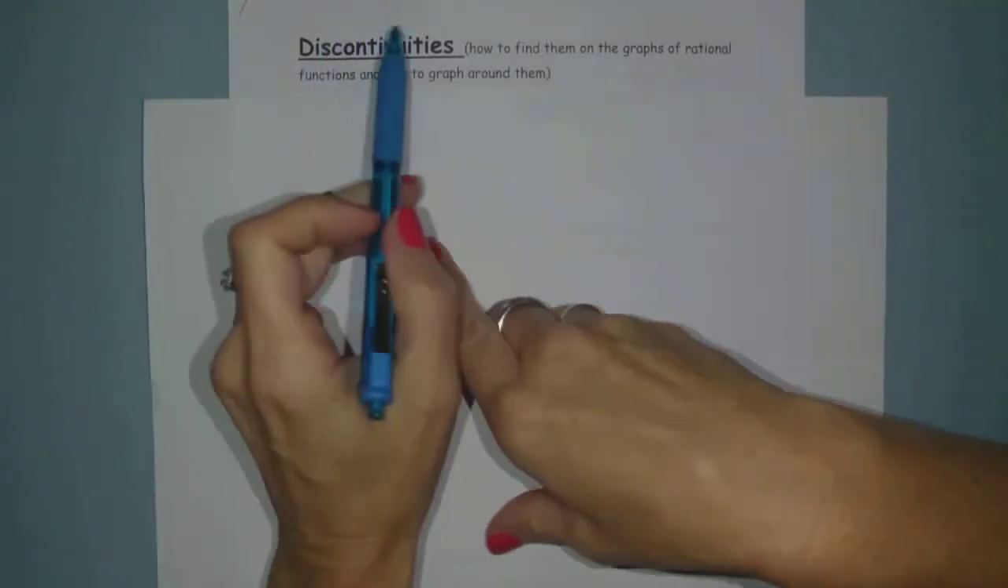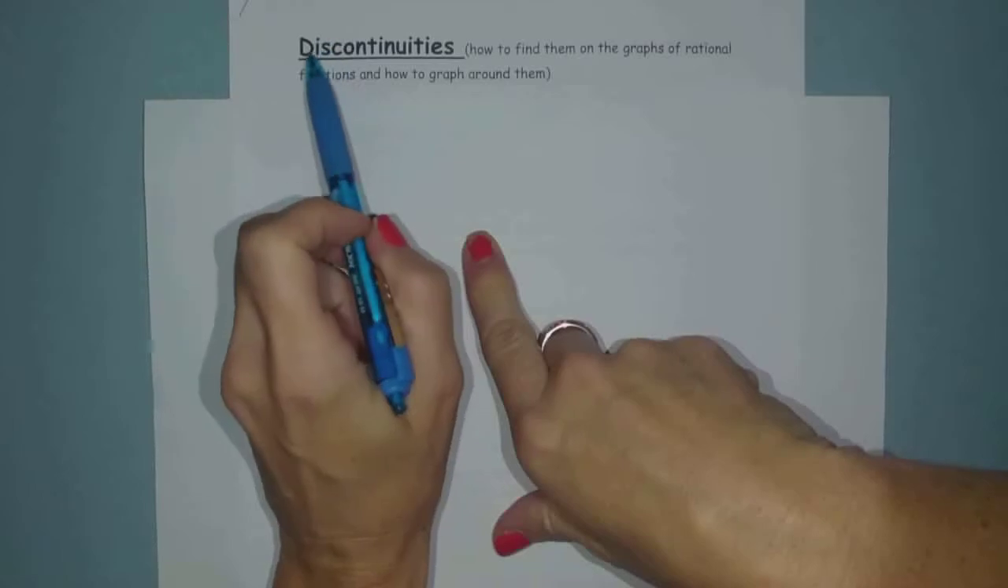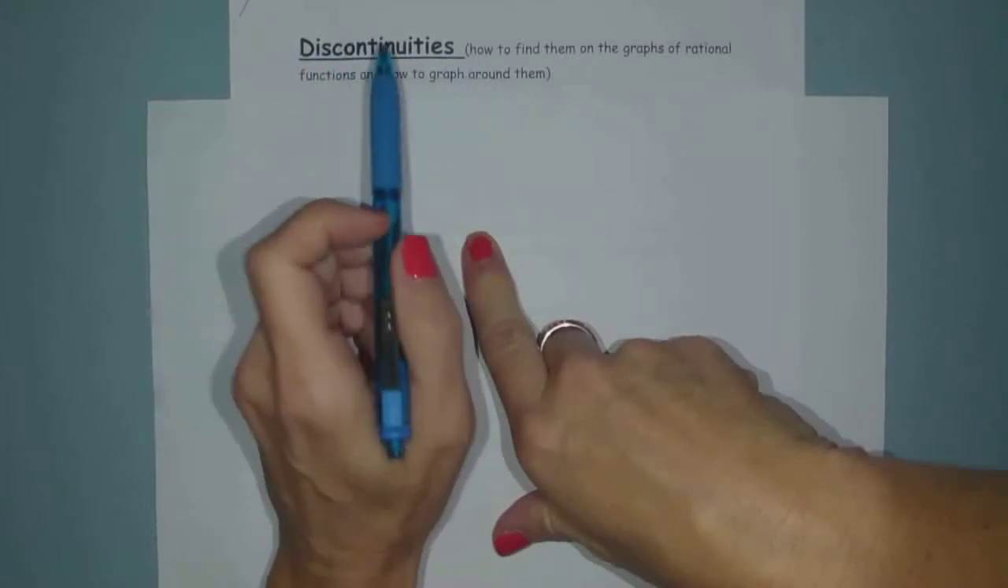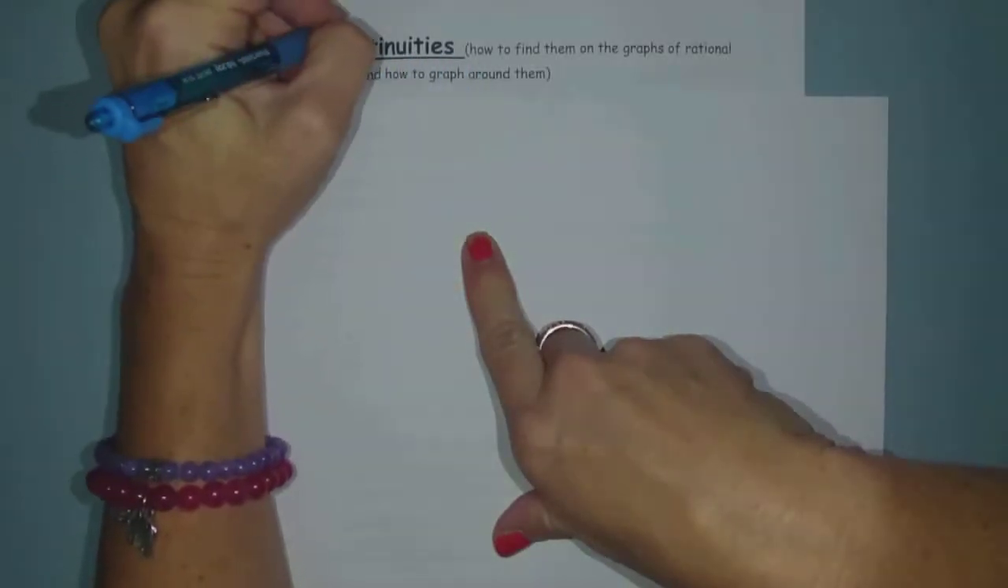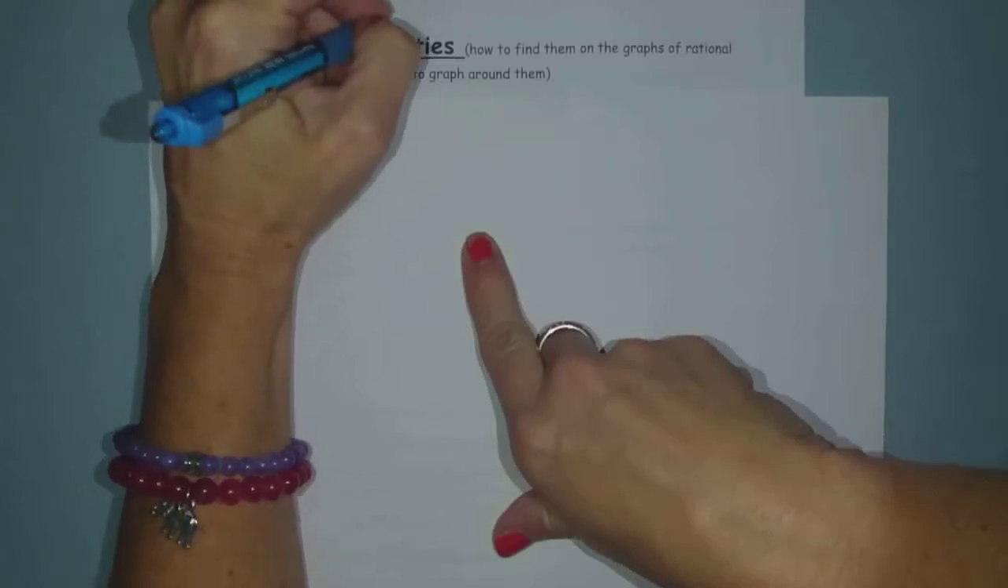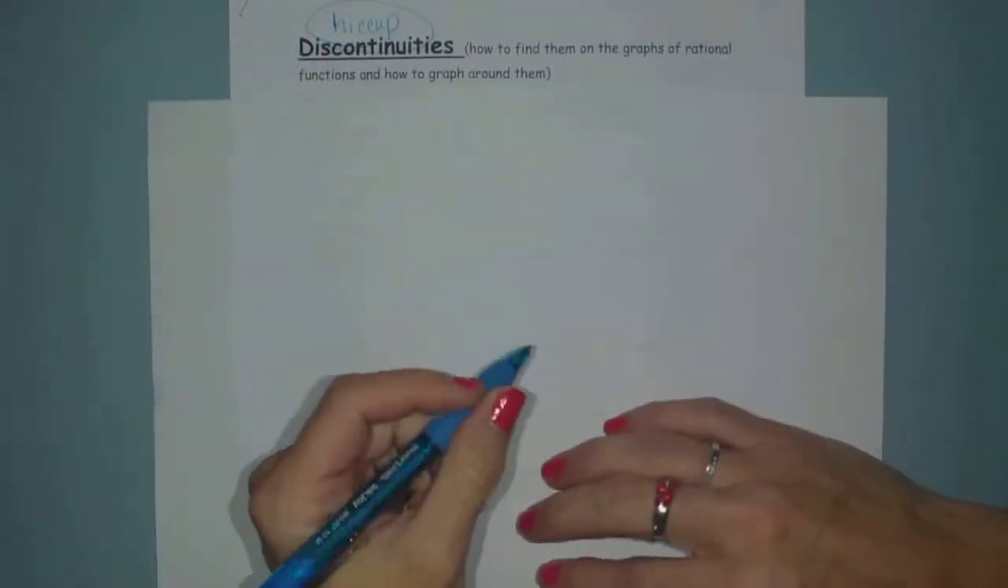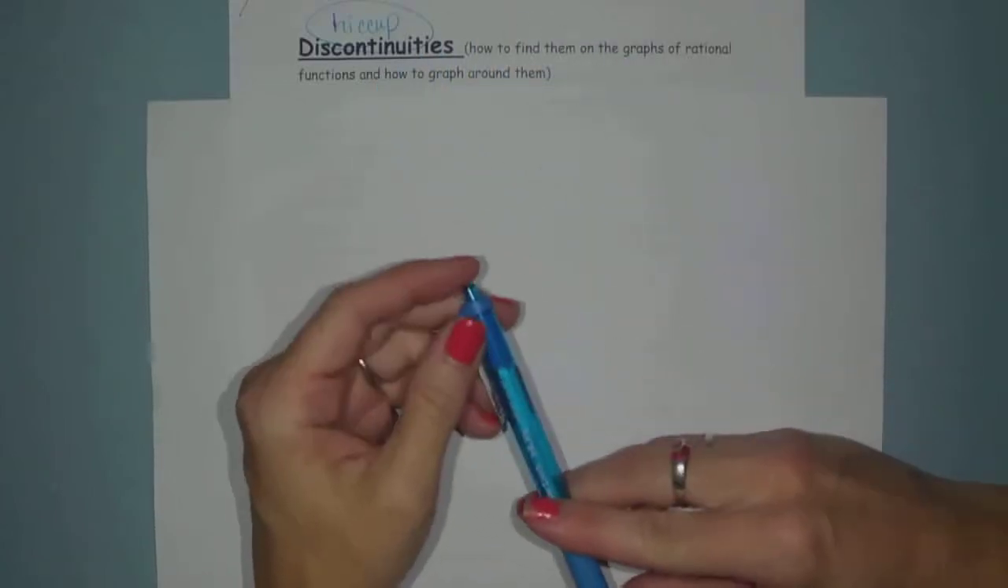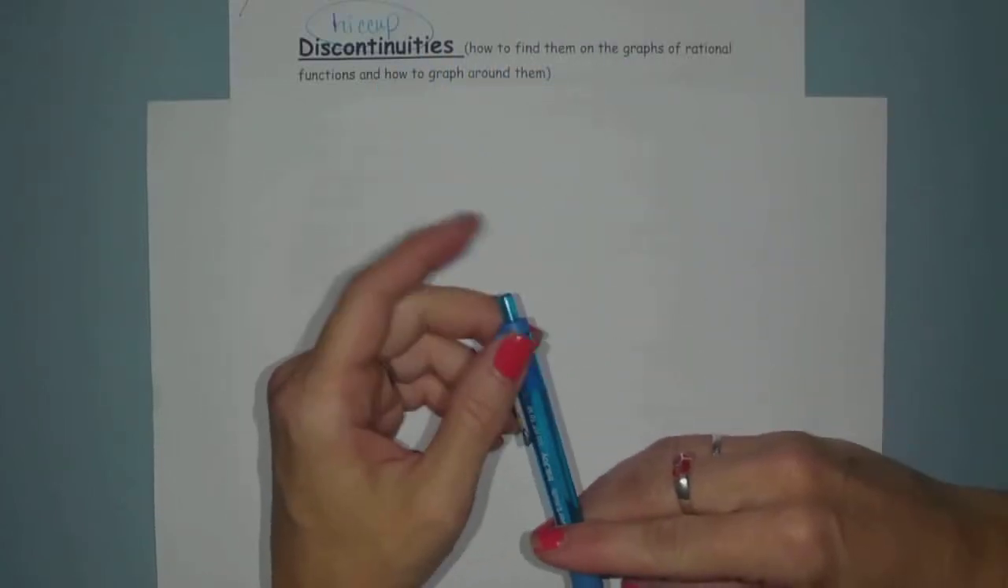Hi everyone, our video today is going to cover discontinuities on graphs and how we use limits to find them and graph around them. One thing I want to say is that my simpler word for discontinuity is a hiccup in the graph. A little hiccup. So today we're going to be finding the hiccups on the graphs of rational functions, and I'm going to go from there.